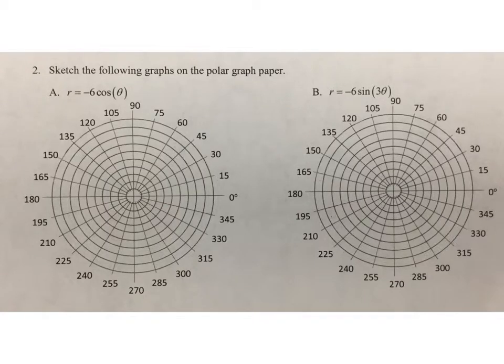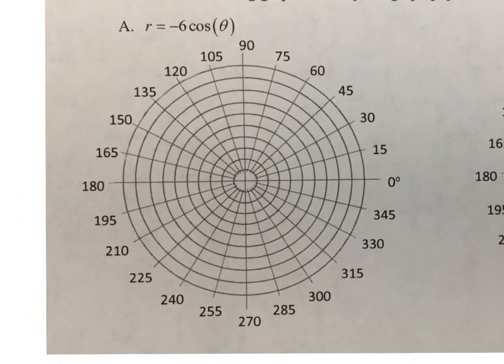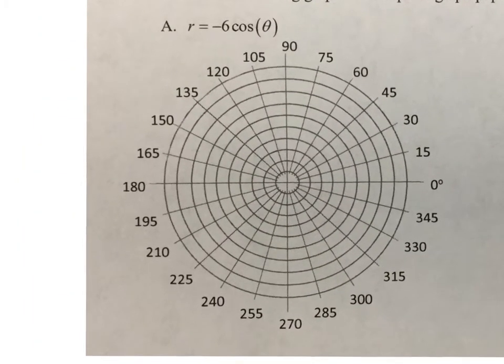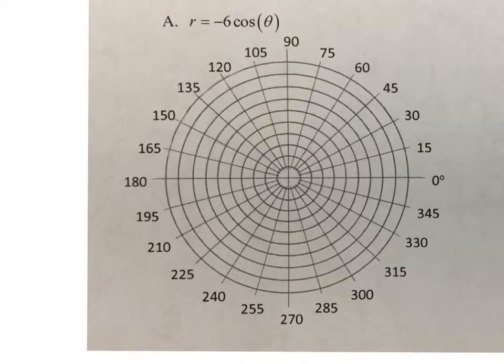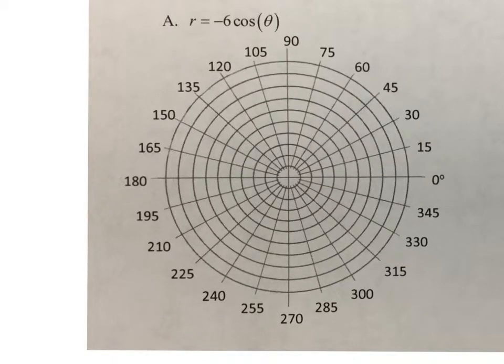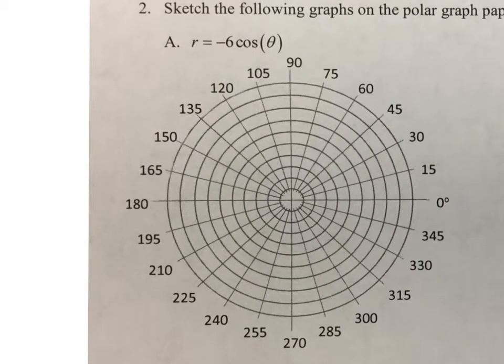So both of these problems want us to sketch these graphs, and it's important to know what we're looking at before we graph it. So here we have -6 cosine of theta. I'm going to tell you that this thing will graph to a circle.